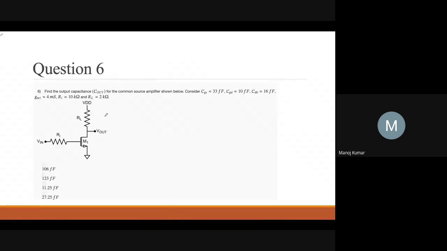Ma'am, will you please explain this question? At first you have to find out the AV, the gain. Tell me the equation to find out the AV. AV equal to minus gm into RL, right? Yes, gm into RL here. Calculate it and tell me what is the value of this AV. It's minus 8, right? Yes, ma'am.